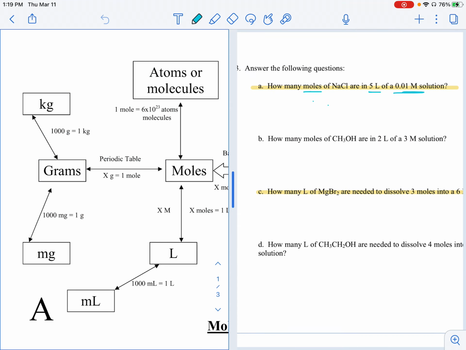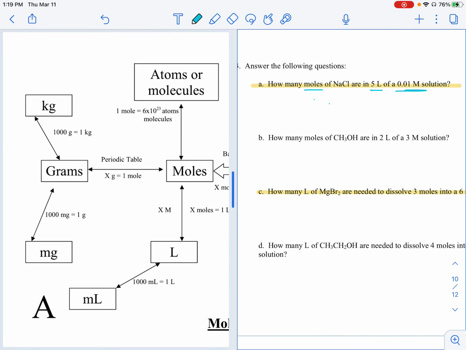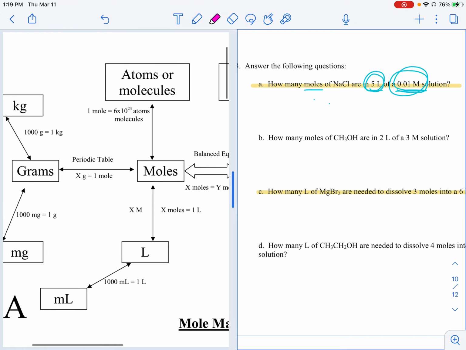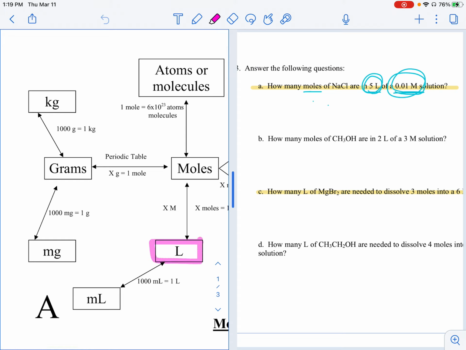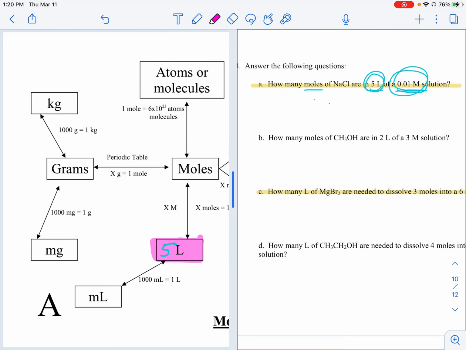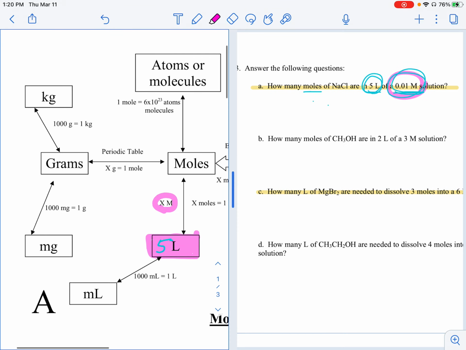Let's just look at numbers, okay? The numbers we have are 5 liters and 0.01 big M. Now, 5 liters, we have this right here. All right, and I'll add the 5 in here. We also have 0.001 molar. Well, that is right here.